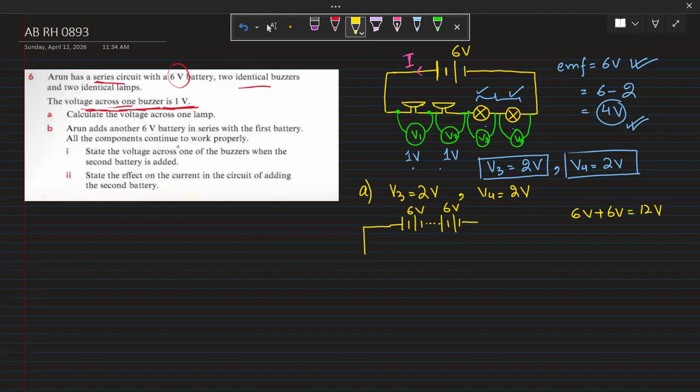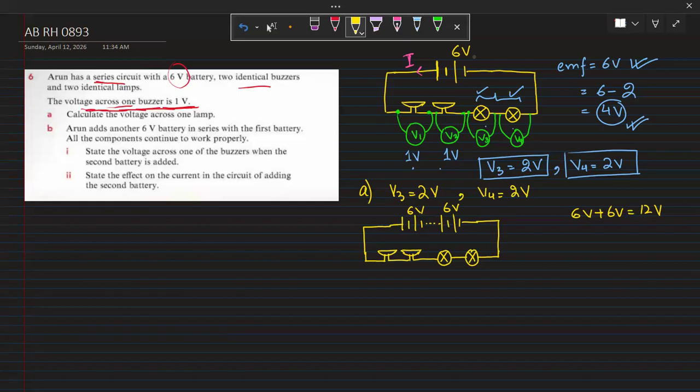With the first battery, all the components continue to work properly. Now they are saying state the voltage across one of the buzzers when the second battery is added. We have the same circuit, but the only difference is that we have added an additional battery here. Since when we had 6 volt, the voltage across one buzzer was 1 volt.